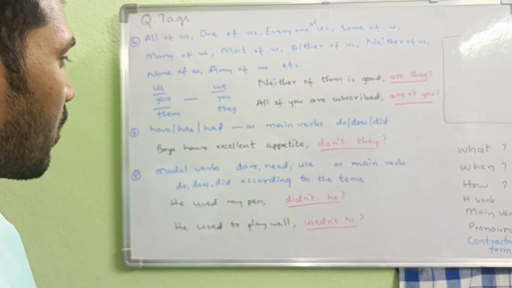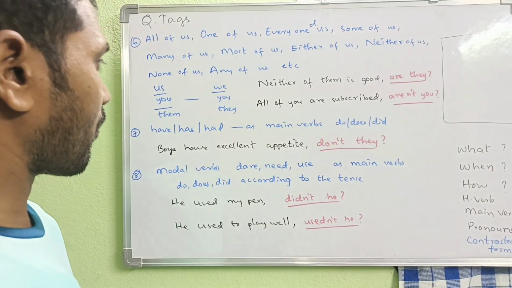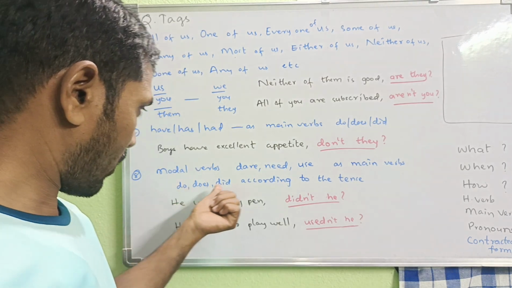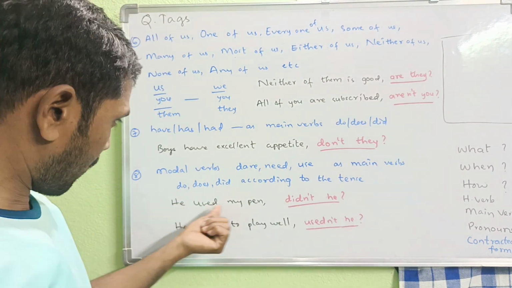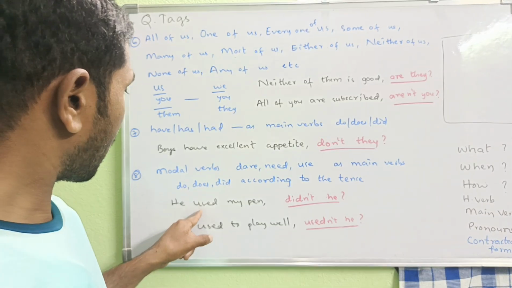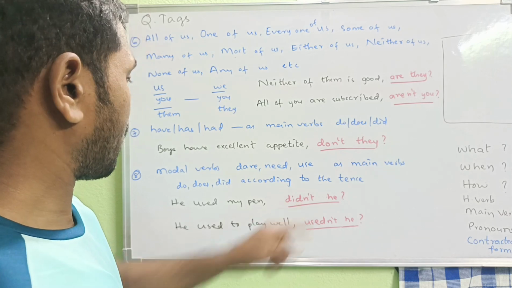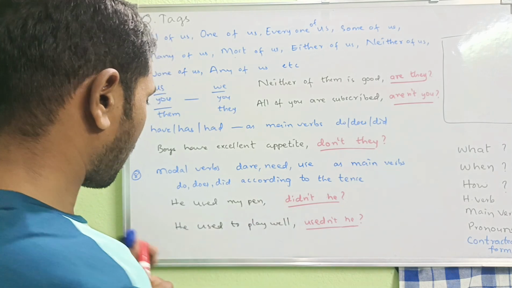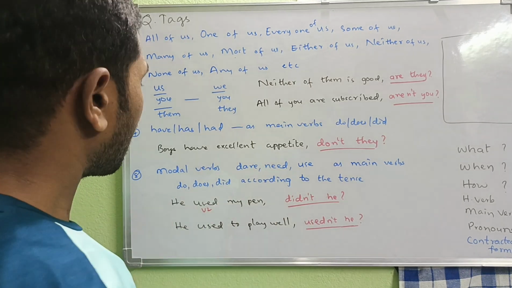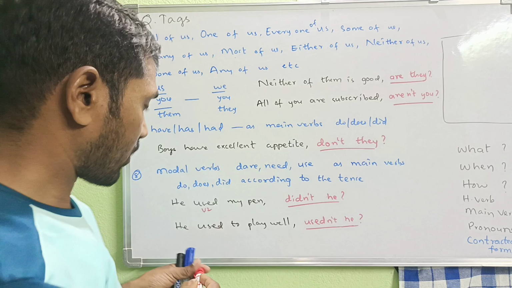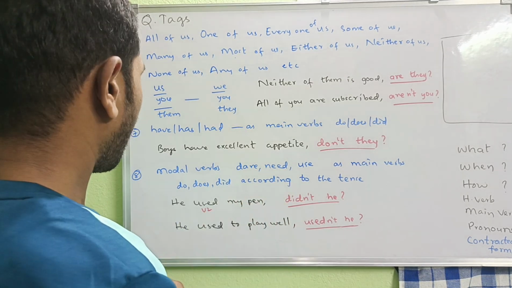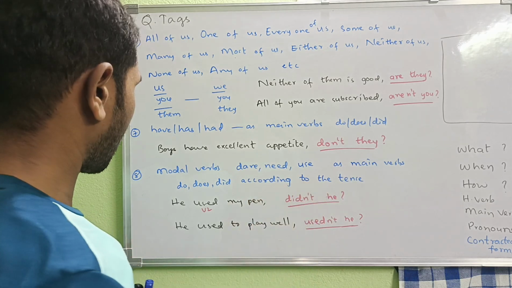Next, modal verbs like dare, need, used to as main verbs. Then we have to use do, does, did according to the tense. He used my pen. Here, used is a main verb. That is why did is used. Used is main verb V2. It's working like a V2 main verb. That is why did is used. Next, the statement is positive. That is why negative is added. And the next pronoun he is used. Question mark is just next.